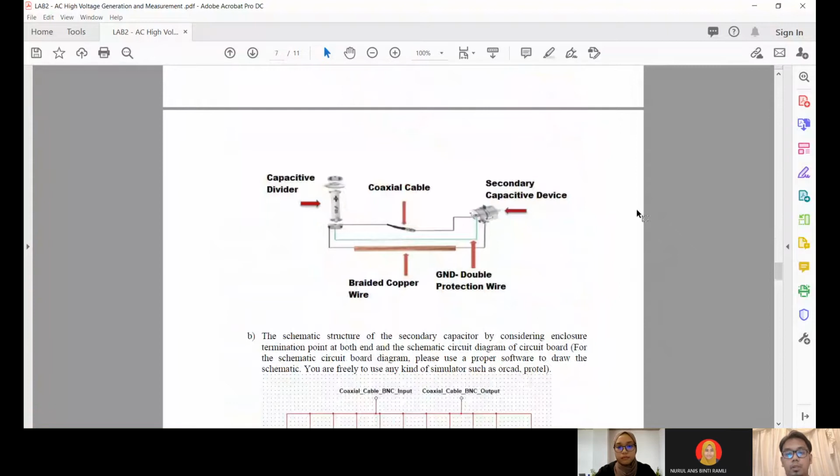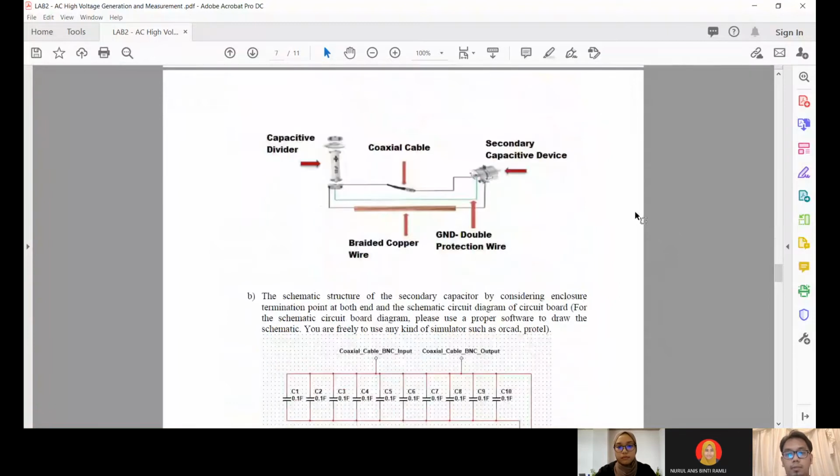For the connection in this diagram, the capacitive divider is connected to the secondary capacitive device by using a coaxial cable. And then the braided copper wire acts as the ground, which is connected with the capacitive divider, coaxial cable, and the secondary capacitive device, which means the components are connected with the braided copper wire.